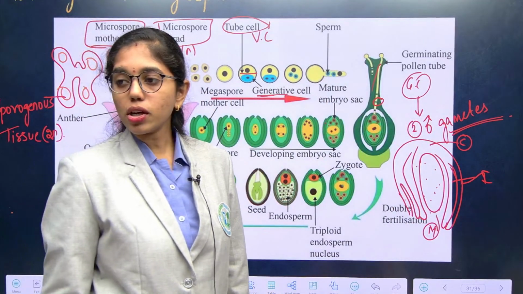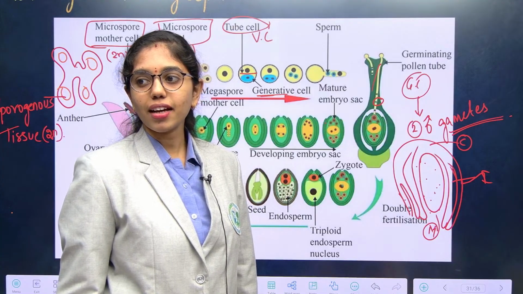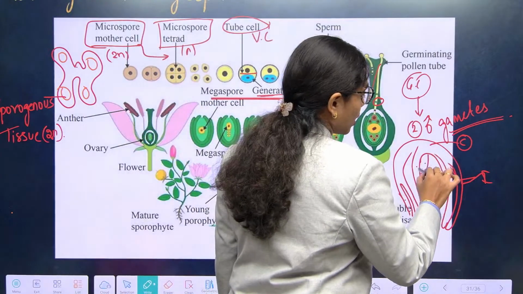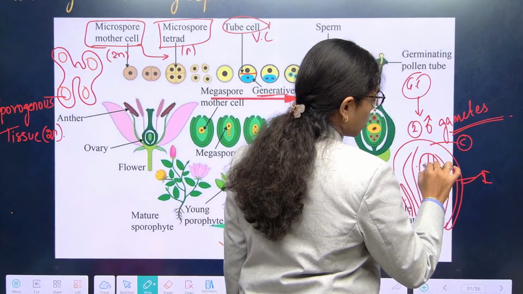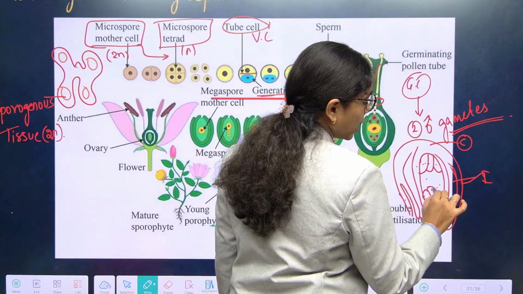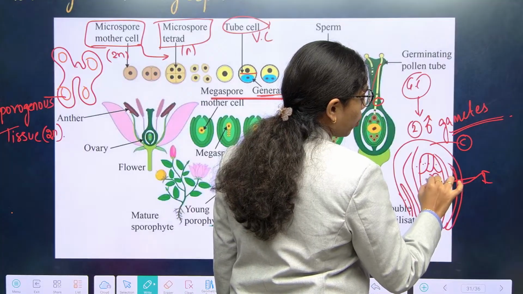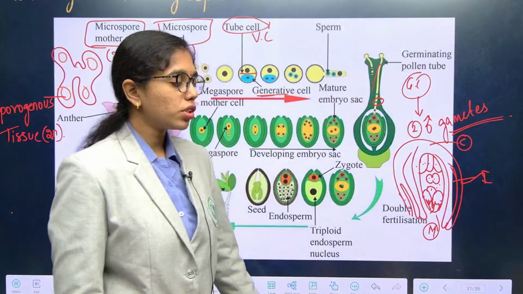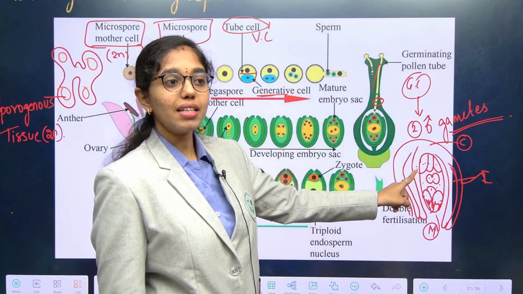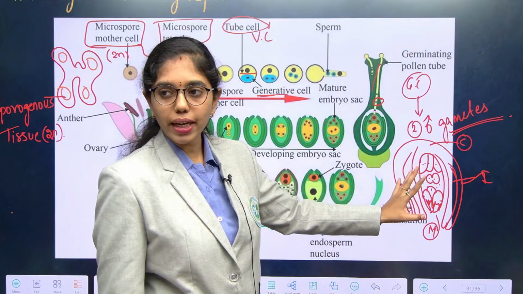Okay. This embryo sac is how many celled condition? 7 celled, 8 nucleated condition. 3 antipodals and 3 egg apparatus, you will call it as 1 egg cell, 2 synergids. At the center, polar nuclei are present, which is known as central cell. 3 plus 3 plus 1, total 7 cells. Polar nuclei, 2 nuclei are present, so 8 nucleated condition.